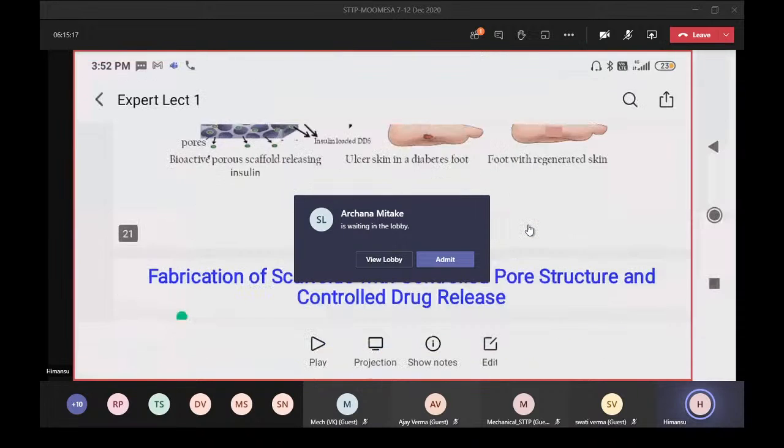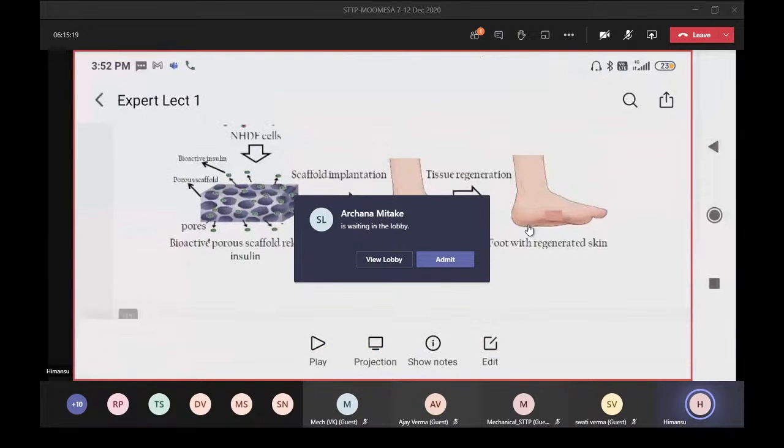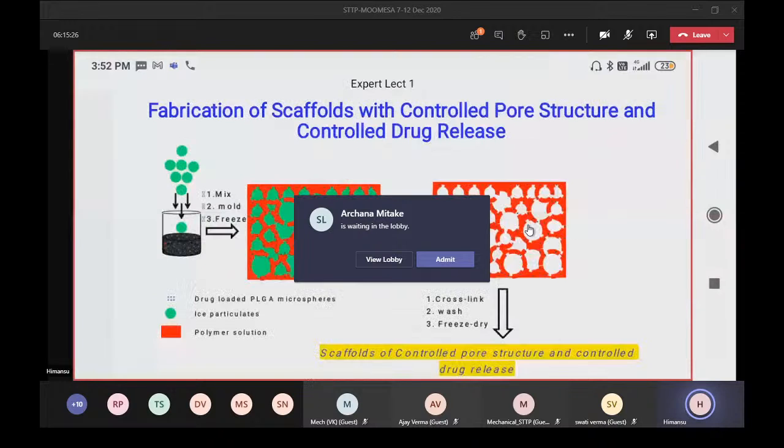So what we did, we thought we should create some kind of drug delivery structure that we can incorporate in the tissue fabrication, the direct fabrication method. So we did the same pattern of study.